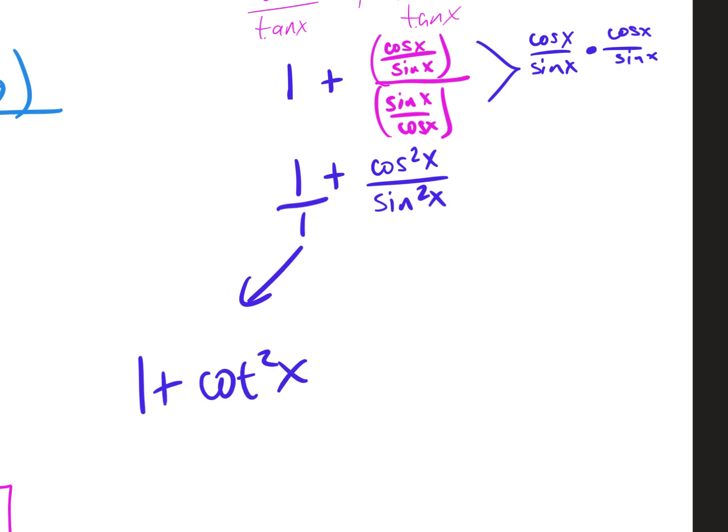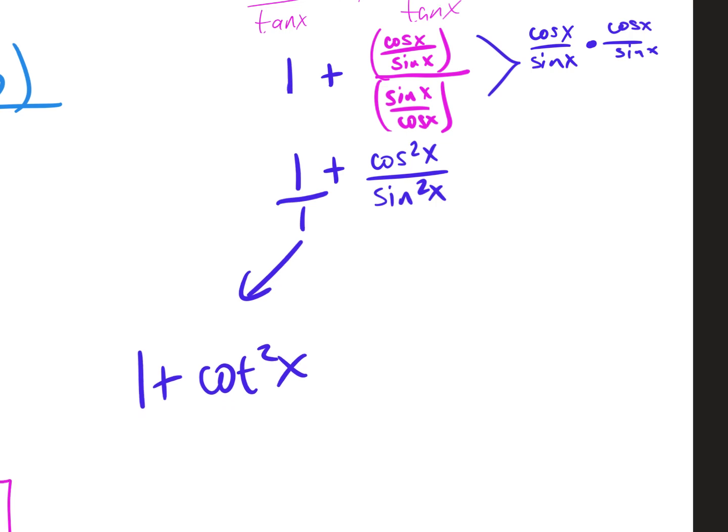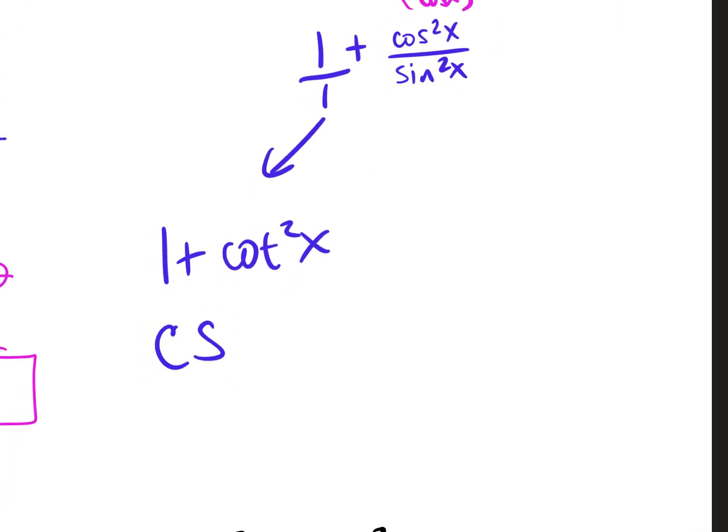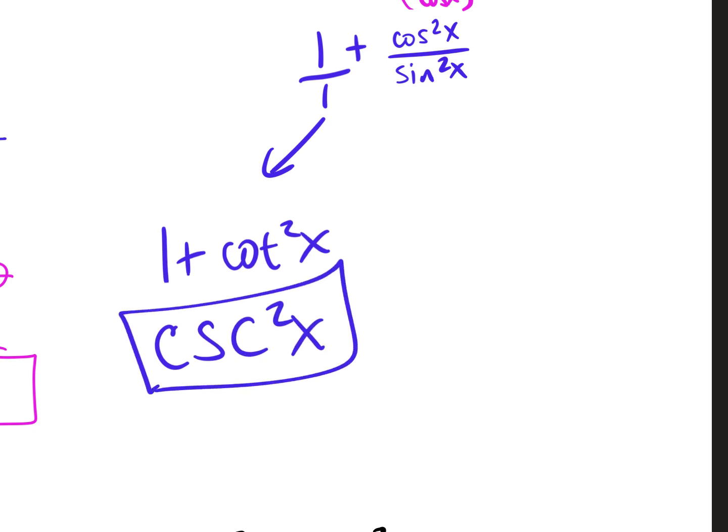Look at your Pythagorean identities. What's 1 plus cotangent squared the same as? Cosecant squared. That's totally fine. That is the answer we're looking for.